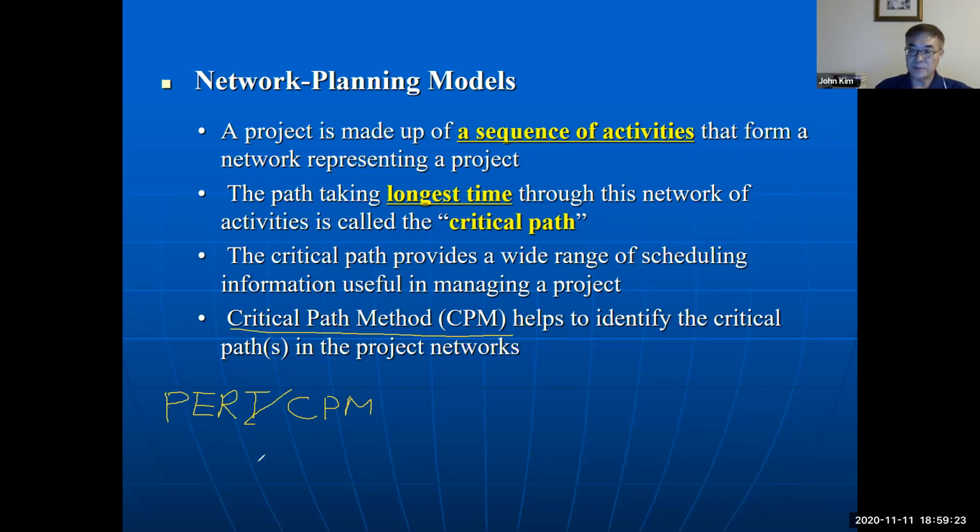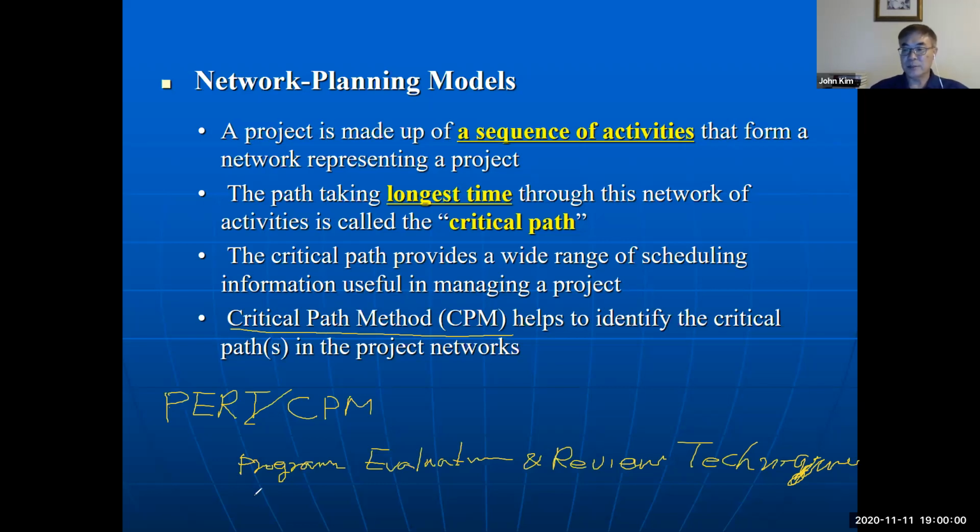Then PERT stands for program, evaluation, and review technique. The pen doesn't work very well. So PERT: program, evaluation, and review technique.